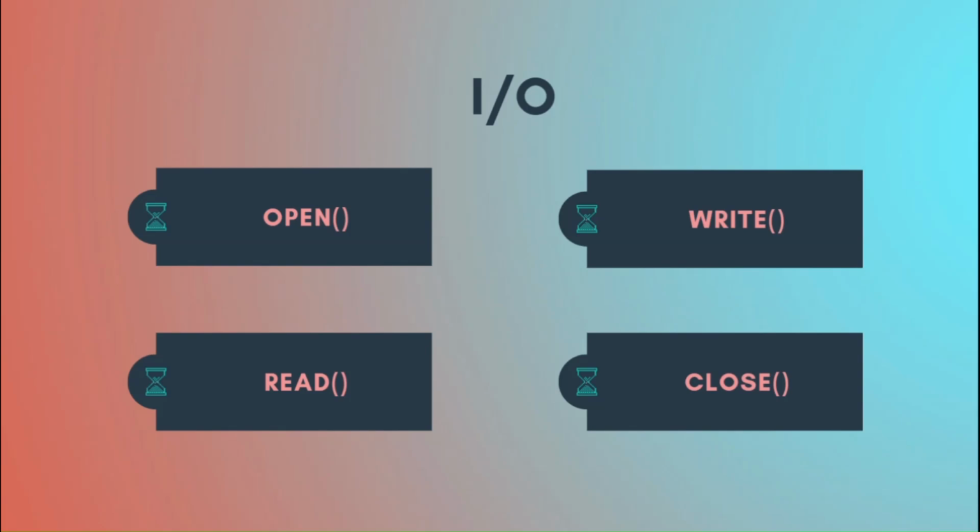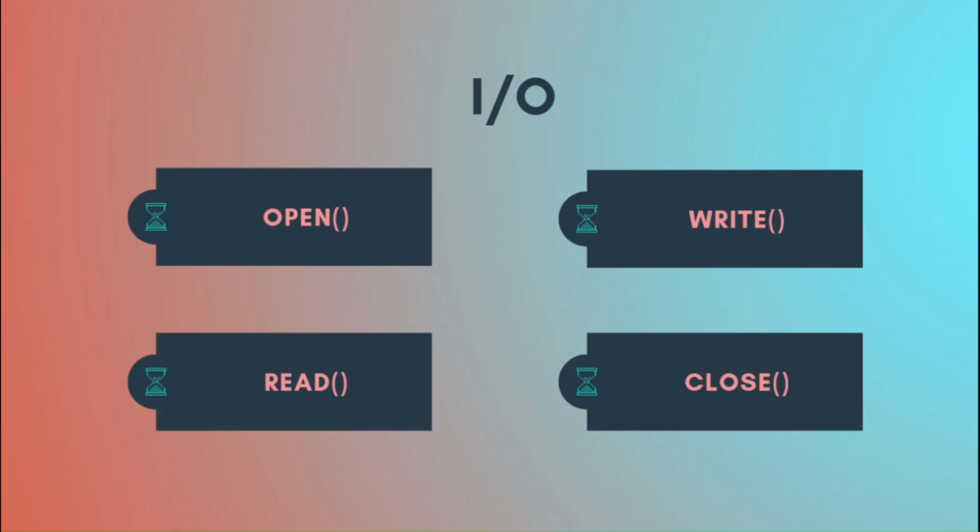The main keywords for file input/output include open, read, write, and close. Use the open function to open a file. It takes two parameters, the file path and the mode. After opening a file for reading, you can use various methods. The most common method is read, which reads the entire content of the file as a string.